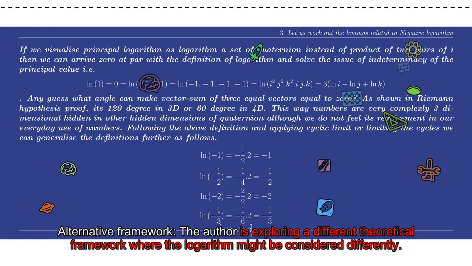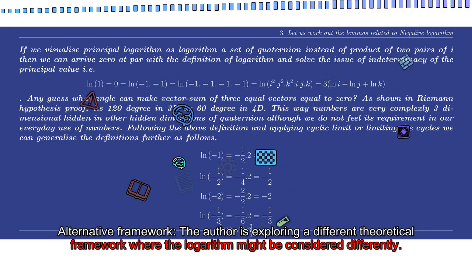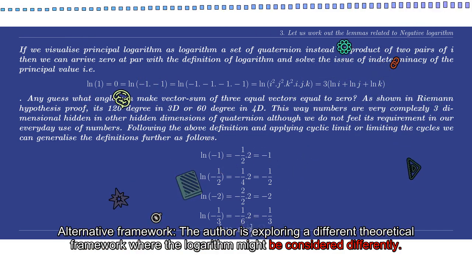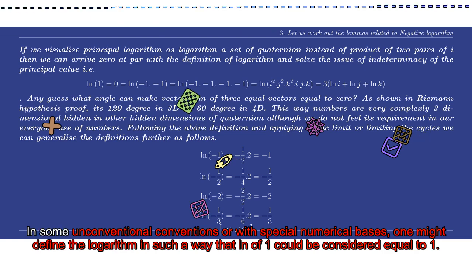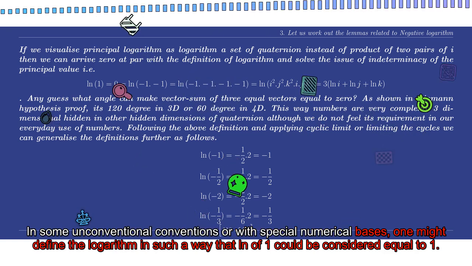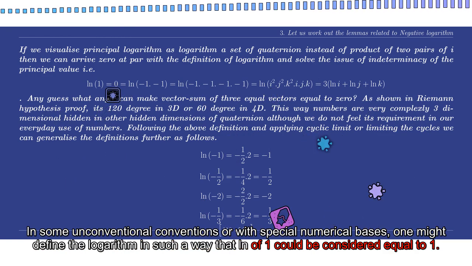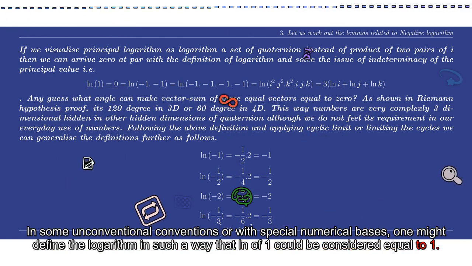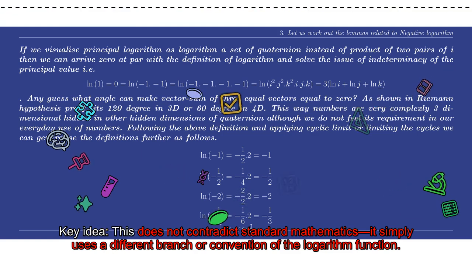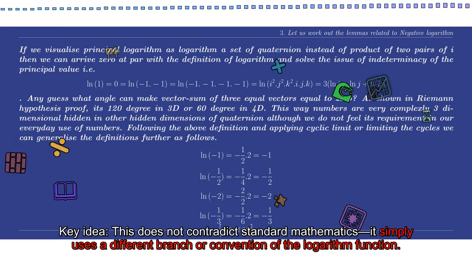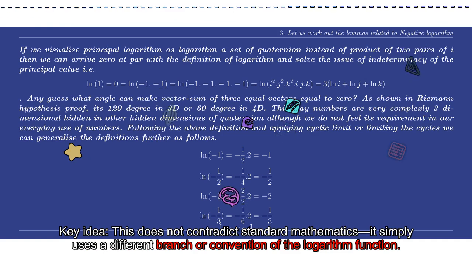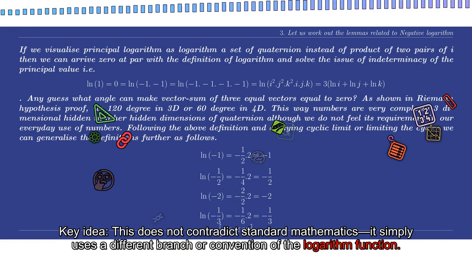Alternative framework: the author is exploring a different theoretical framework where the logarithm might be considered differently. In some unconventional conventions, or with special numerical bases, one might define the logarithm in such a way that ln of 1 could be considered equal to 1. Key idea: this does not contradict standard mathematics, it simply uses a different branch or convention of the logarithm function.